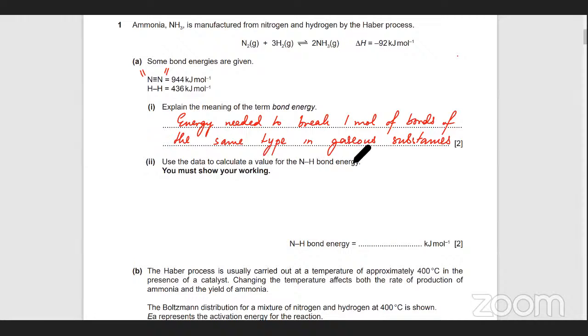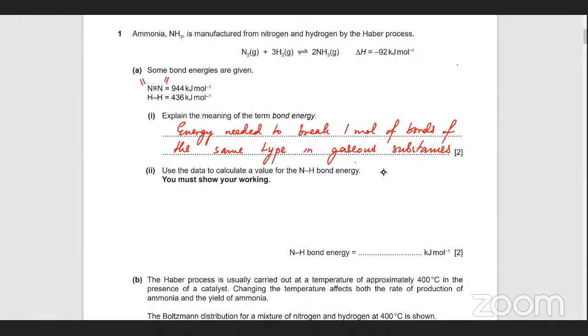Then you have used the data to calculate a value for the NH bond energy. How do you calculate enthalpy change for a reaction? You basically figure out the bonds that are broken. Now that part is endothermic. It requires energy, and then bonds formed. And that part is exothermic, which is why it has a negative sign. In this question, the enthalpy change is already provided, so it's minus 92.